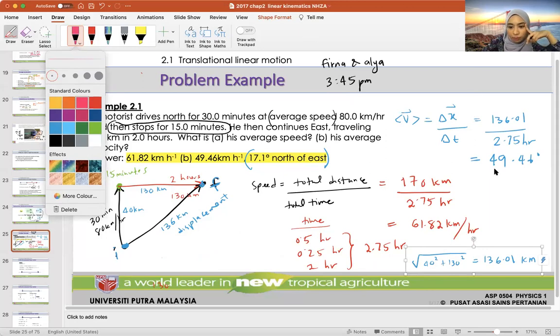Doctor, is the degree angle important for the answer? Yes, the degree is important because it's a vector. Okay, who wanted to try earlier? Sorry, I cut you off.